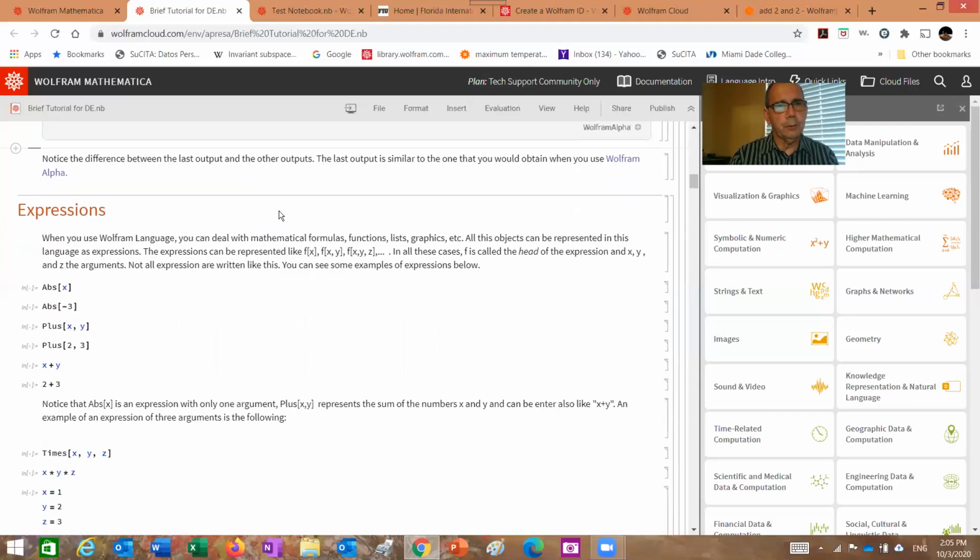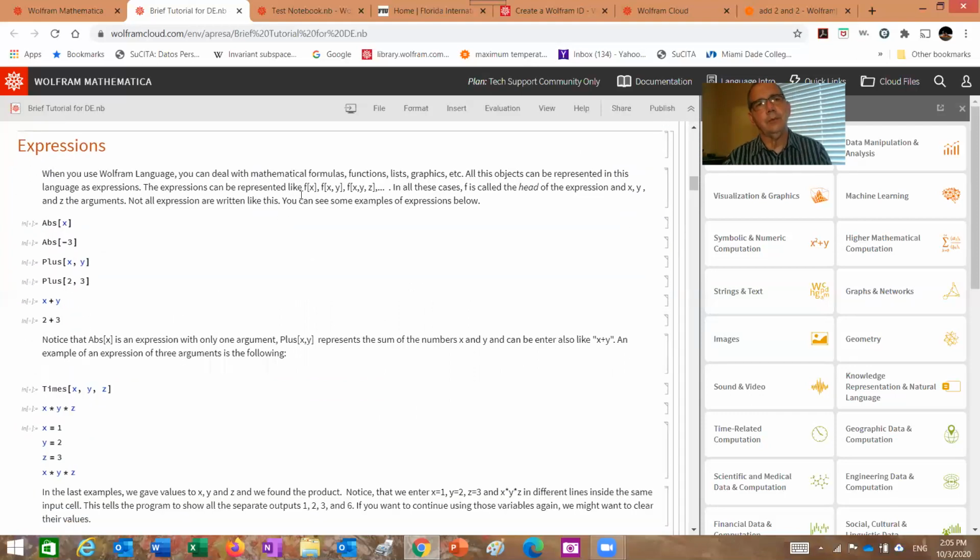Now, let's move to expressions. Basically, we're going to start seeing many basic things which are essential for you to understand how we can apply Wolfram Language to solve some differential equations, of course the most basic differential equations. But, well, in Wolfram Language, everything is an expression. Even numbers are represented internally by the system as expressions.